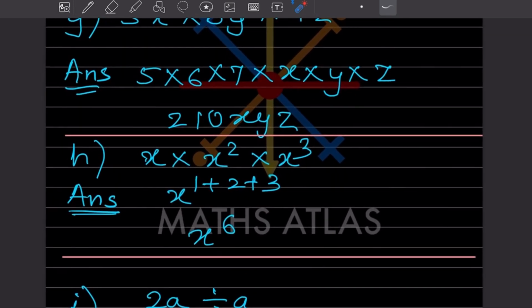Now look at here, all are x. So here will be 1. 1 plus 2 plus 3. That is 1 plus 2 plus 3. That is going to be x raised to 6.